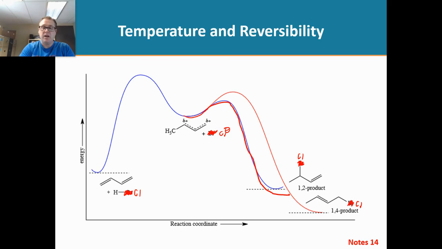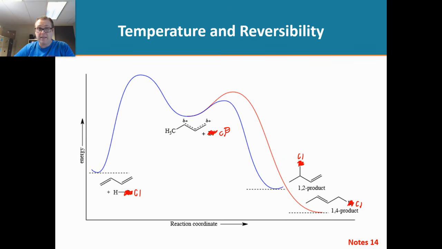Because the blue hill is lower, it's going to go faster and give us this product. Okay? Under kinetic control or low temperatures, this intermediate does not have enough energy to get over the red energy barrier. So at low temperatures, the most probable pathway is the blue line because it's lower in energy and there's not a lot of energy being given to the system when it's cold.